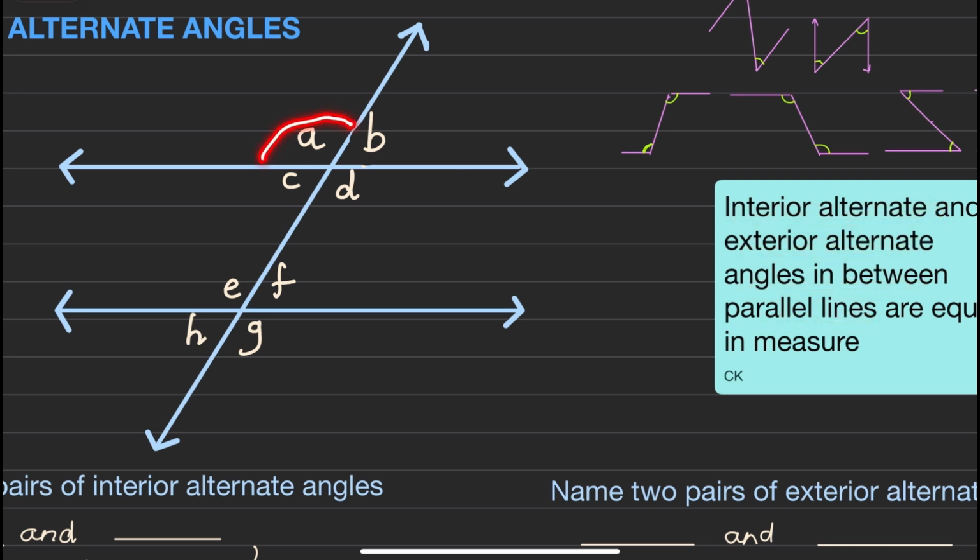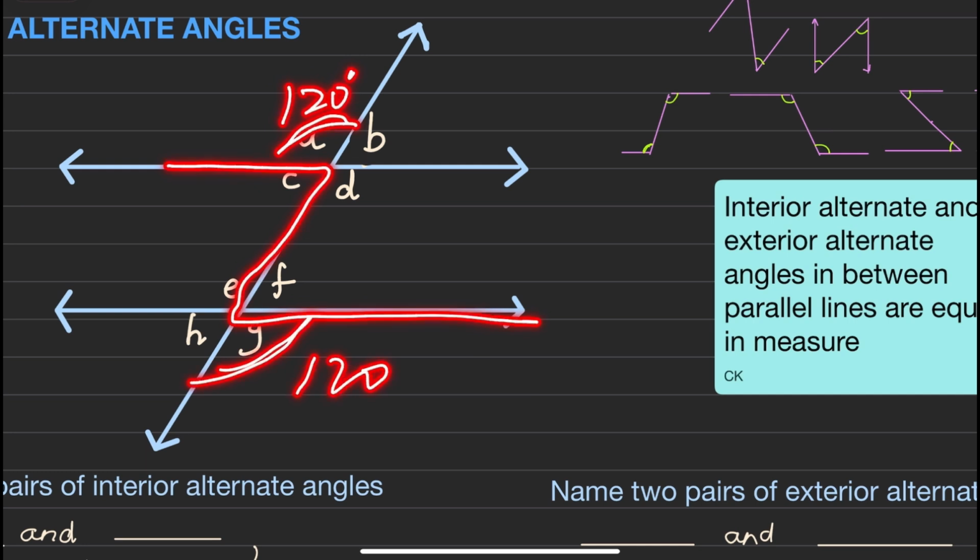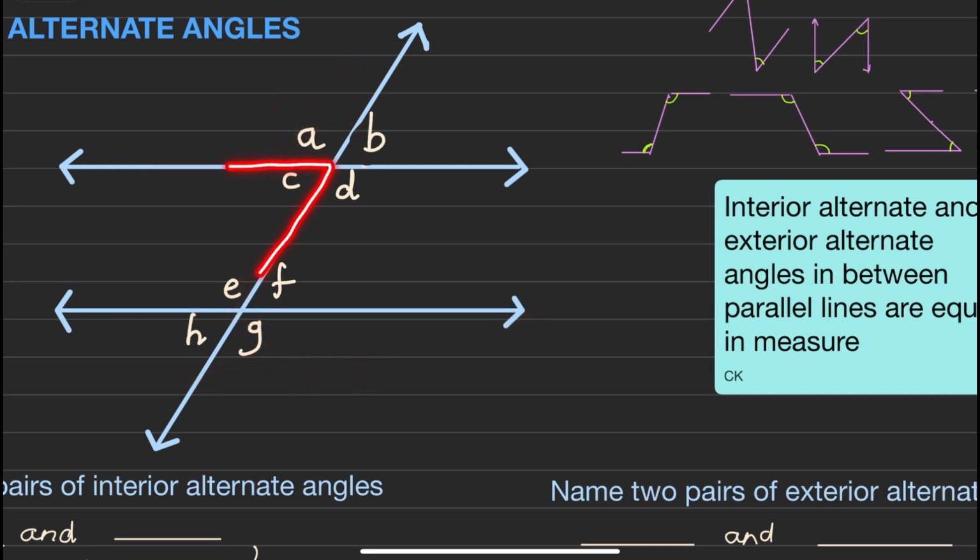Suppose they say that this is an obtuse angle. So if this is 120, what is the exterior of this, guys? It's here. This will be 120, they are equal. Look at interior. Suppose this is 75, then this is also 75. So you have to be very careful as to which angle you are picking. For interior, it has to be inside the letter Z, between the top line and the transversal, bottom line and the transversal.